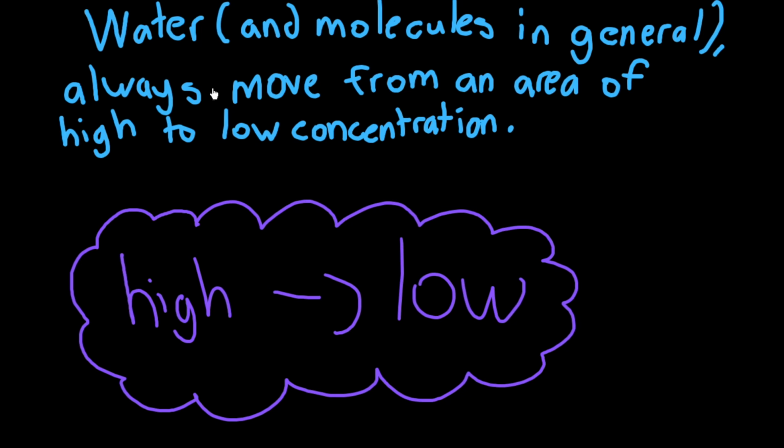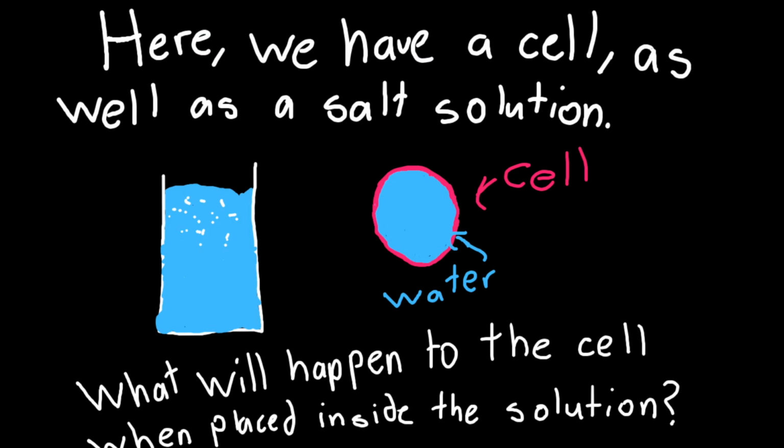So water and molecules in general, they're always going to move from an area of high to low concentration. Now this is a concept that's very important for you guys to remember throughout this lesson and throughout AP Biology, because it will be repeated in later units. And so I just made a cloud that says high to low, and this cloud is going to keep coming back in this lesson as well, just so you guys can remember it, because it is a very important concept. And so let's see some examples.